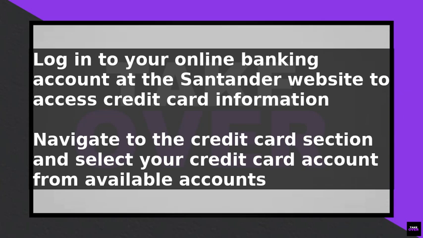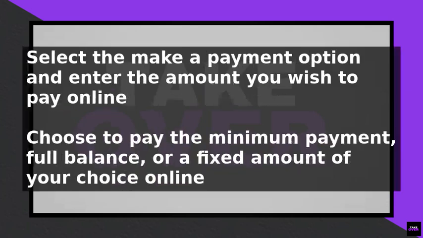from the list of available accounts. You will then see your current balance, minimum payment due, and payment due date. To make a payment, click on the Make a Payment option and enter the amount you wish to pay. You can choose to pay the minimum payment, the full balance, or a fixed amount of your choice.